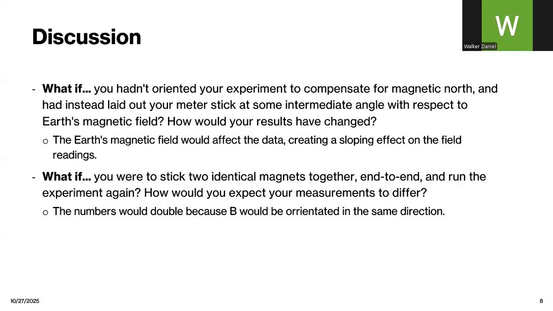Then what if you stuck two identical magnets end to end and ran the experiment again? How would you expect this to change your measurements? The number would be roughly doubled because B would be oriented in the same direction, thus creating a larger magnetic field and making the readings a lot larger.